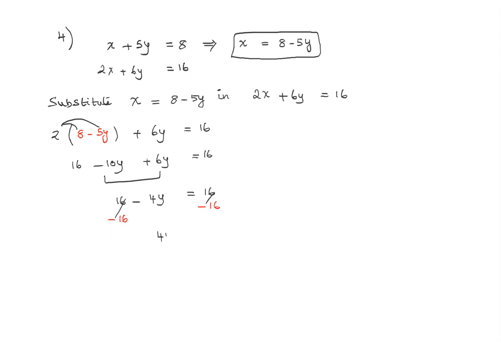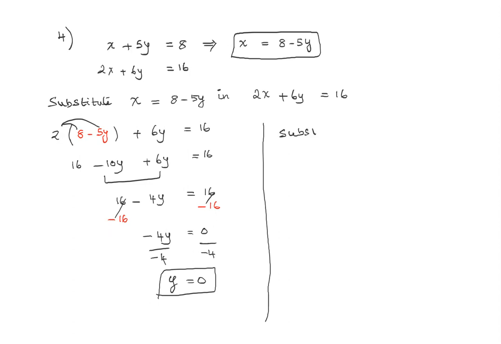So what we are getting here, negative 4y equal to 0. When you divide both sides by negative 4, we are getting y equal to 0. Now we're going to get the x value. So substitute y equal to 0 in x equals 8 minus 5y. So we are getting x equals 8.